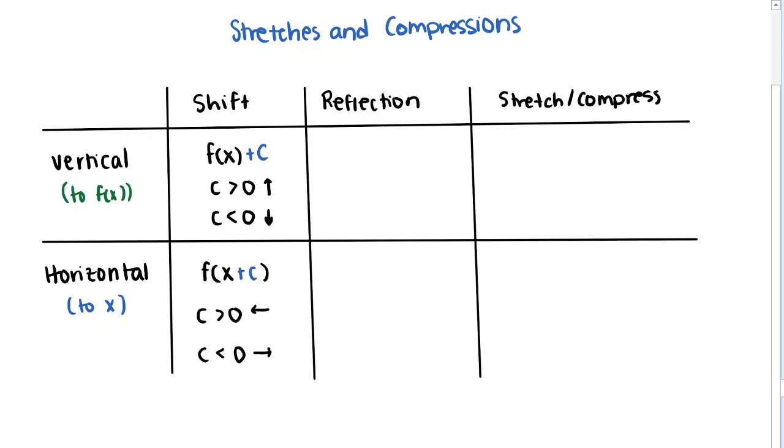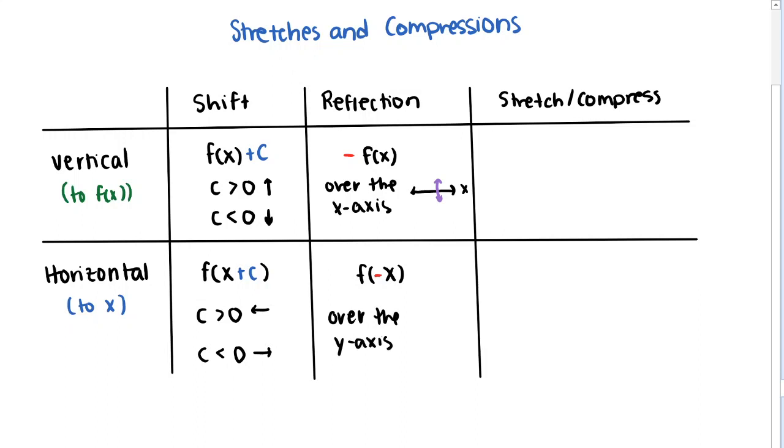Now for reflections, if we negate the output of our function, the function itself, this amounts to a reflection over the x-axis. This is a vertical reflection. Right, so if I have this x-axis here, really what we're doing is we're flipping our graph over this line. And then if we have f of negative x, we negate the input of our function, well, that reflects over the y-axis. Right, so this is a horizontal reflection.